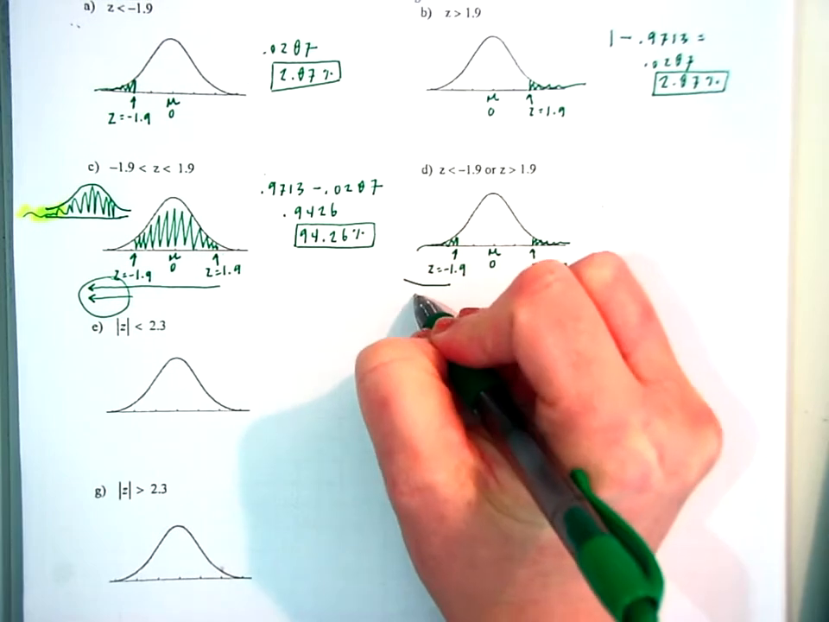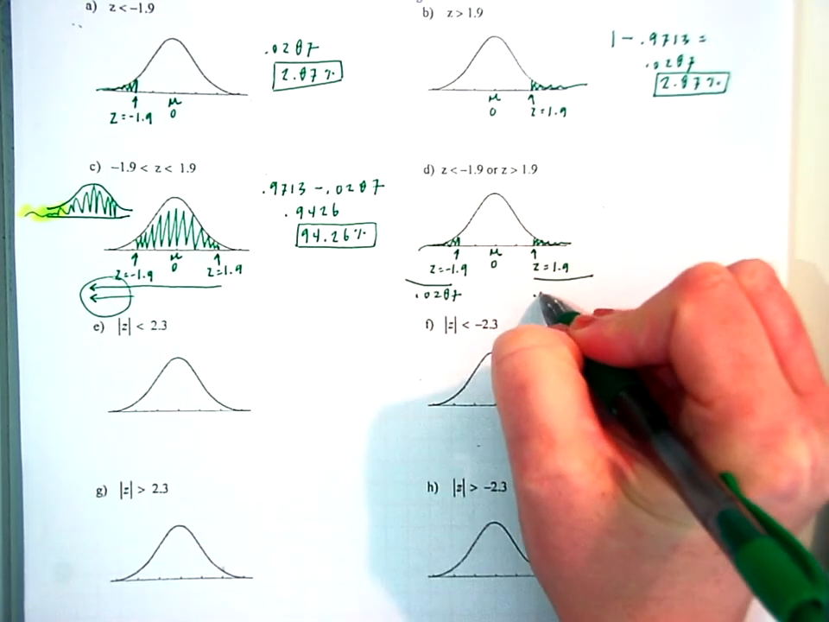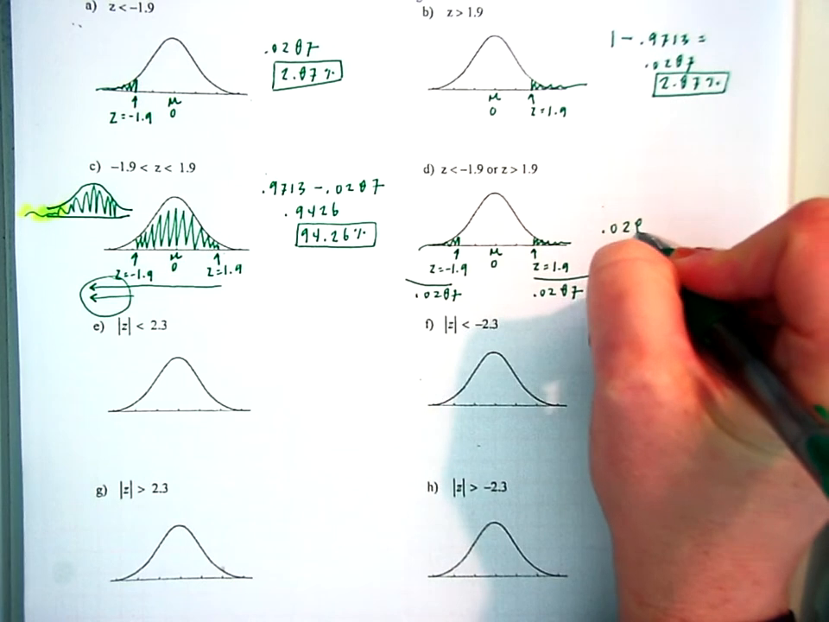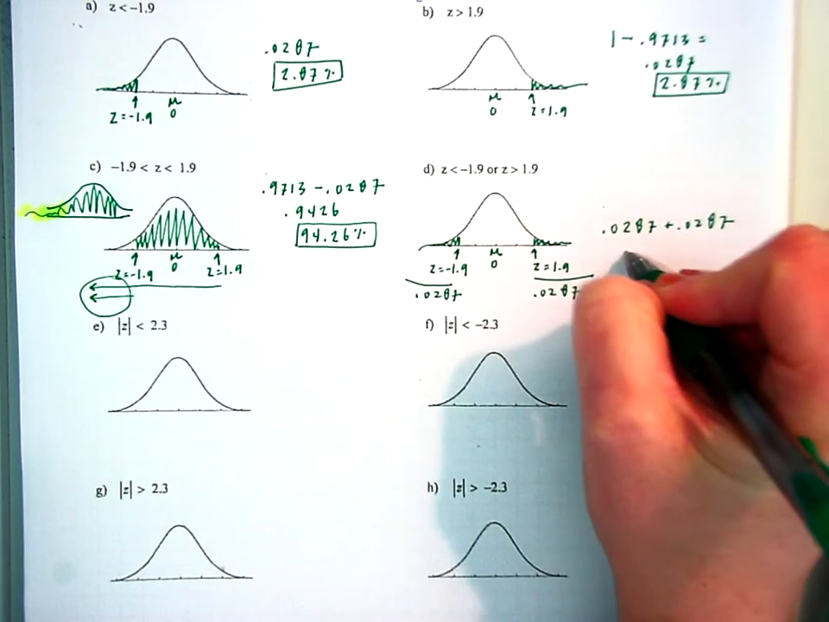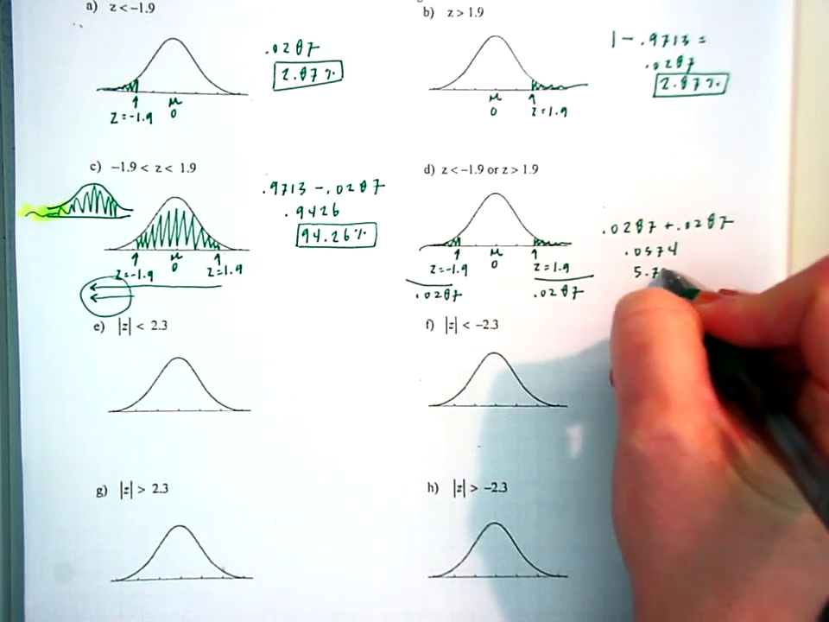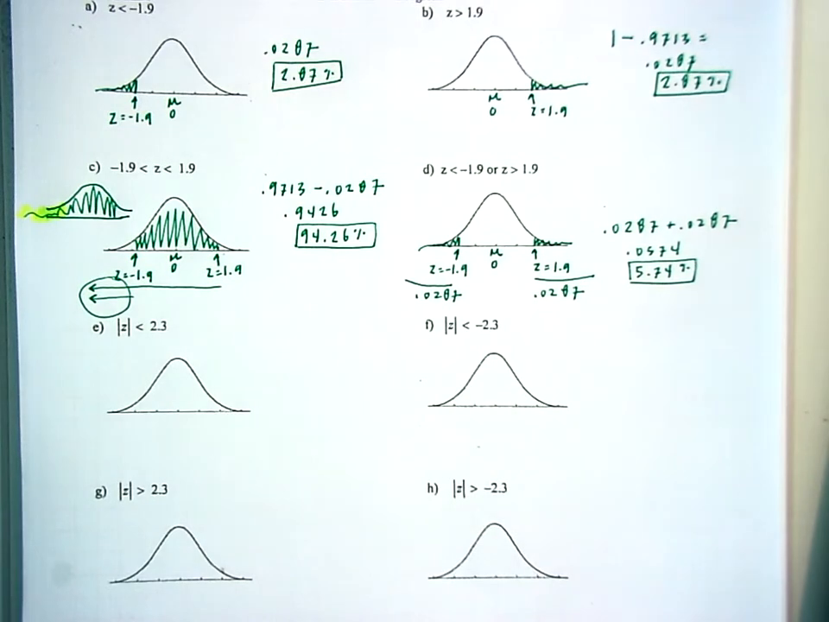So over here would be 0.0287. And over here would be 0.0287. So I just need to add those two regions. Gets me 0.0574, and then make it a percent. And there we go. So we get 5.74%.